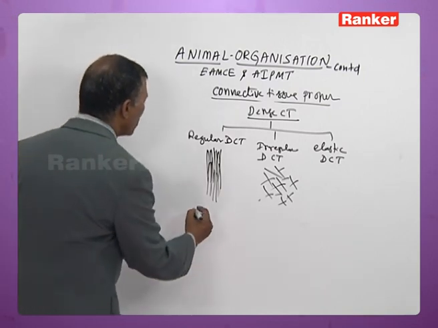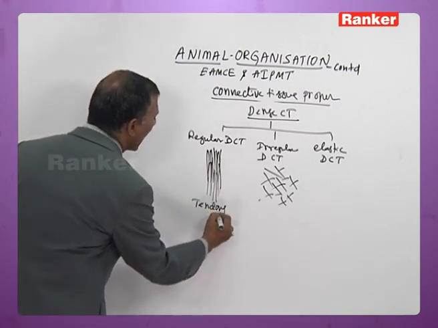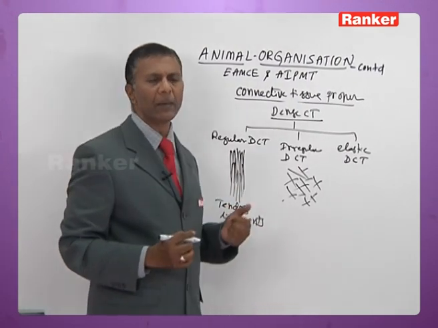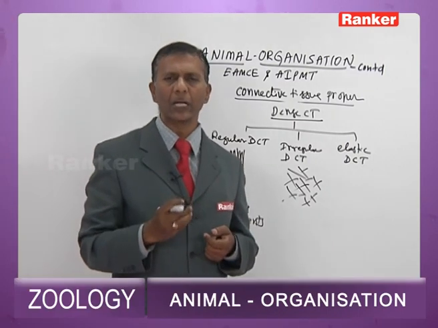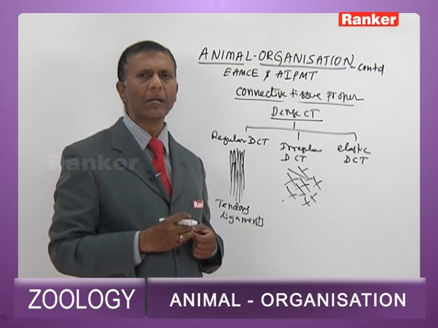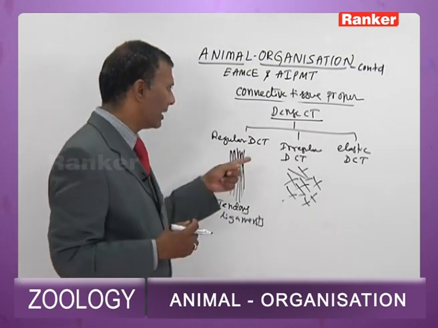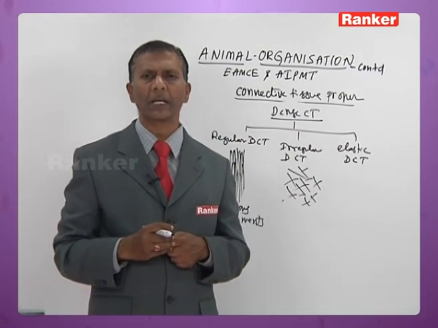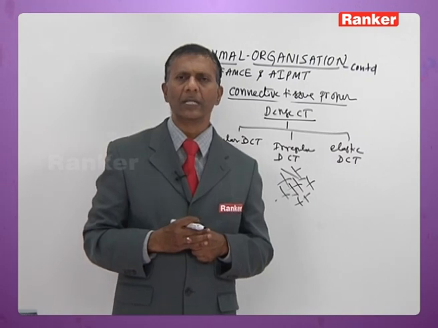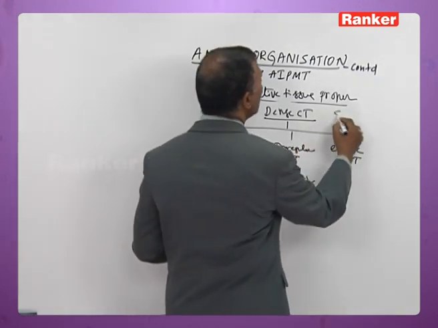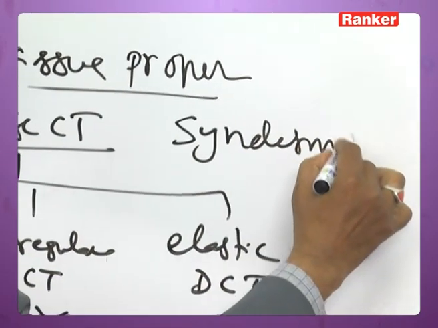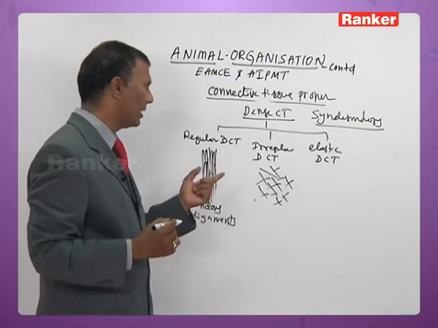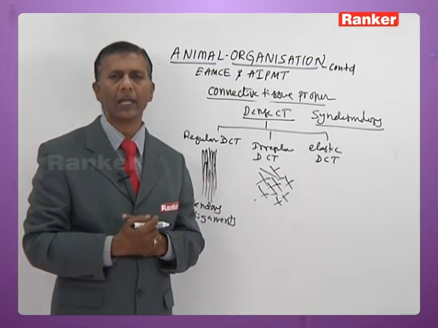Regular connective tissue is mostly in the form of tendons and ligaments. As I mentioned earlier, tendons help in connecting muscles to the skin and muscles to the bones, whereas ligaments help in joining the bones together. The study of tendons and ligaments is called syndesmology. Remember this again for APMT, MSET, AFMC and all that, it is important here.